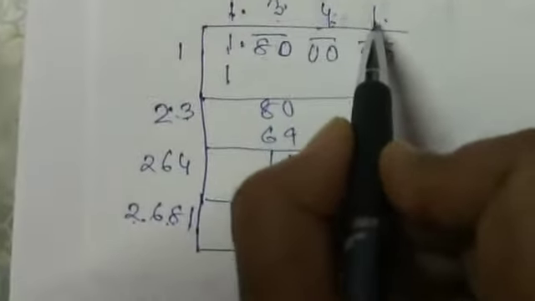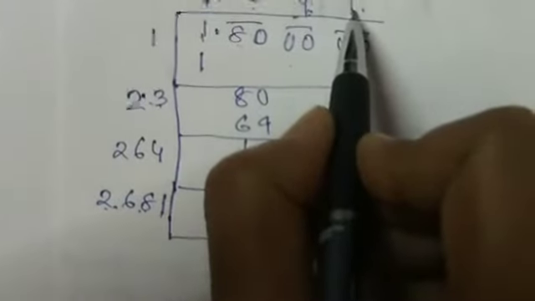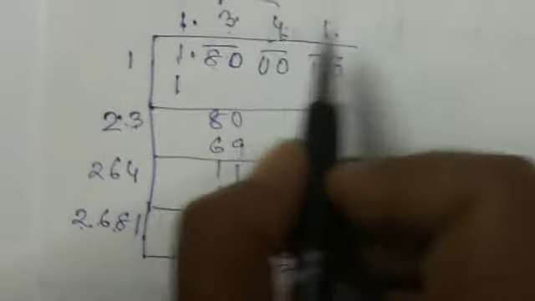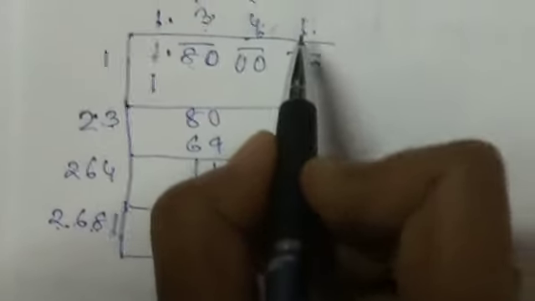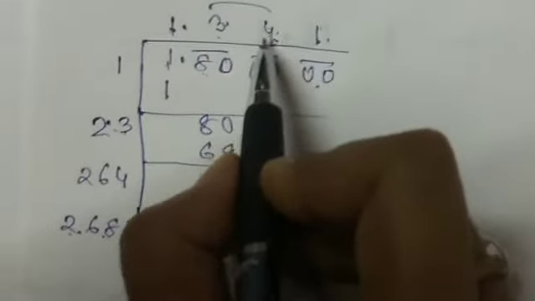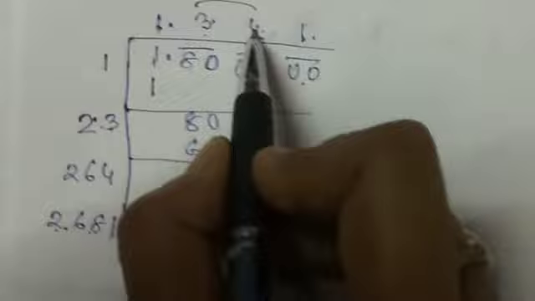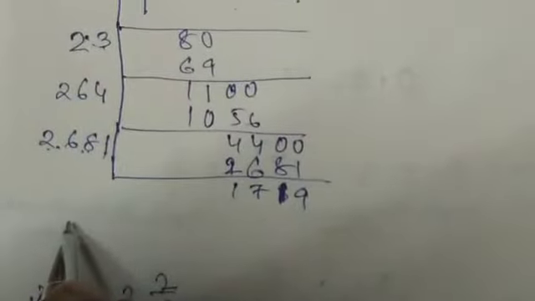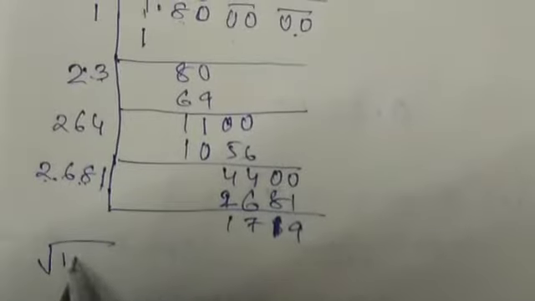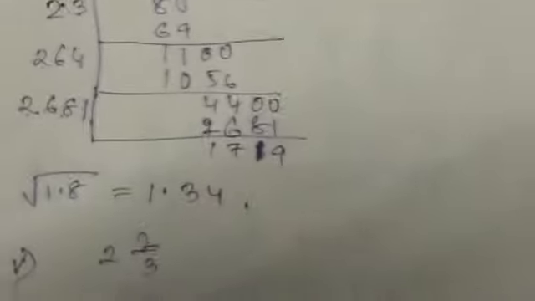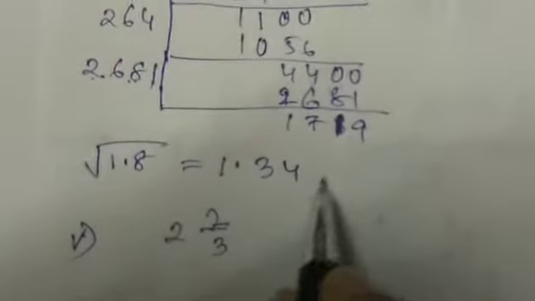If the next digit is either 5 or more than 5, then 1 will be added to the previous number. But if this number which we are leaving is less than 5, then no number will be added to the previous, so it will remain as it is. So the answer comes as square root of 1.8 gives you 1.34, right?